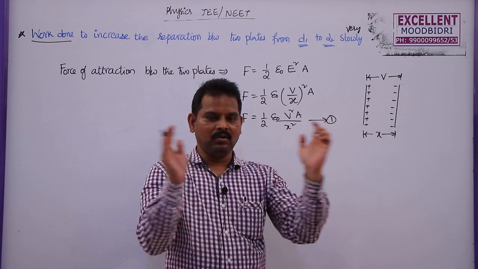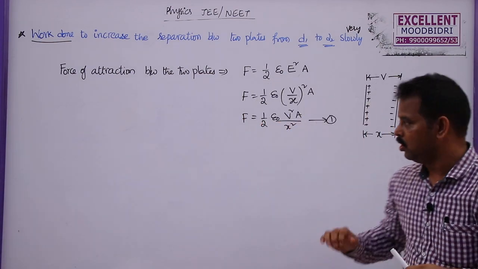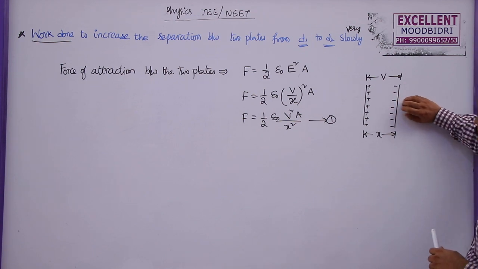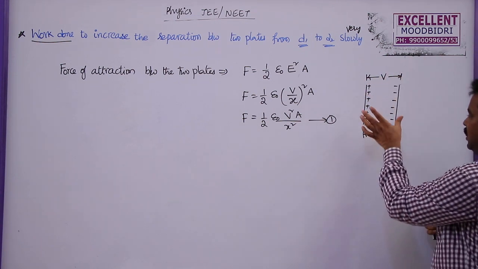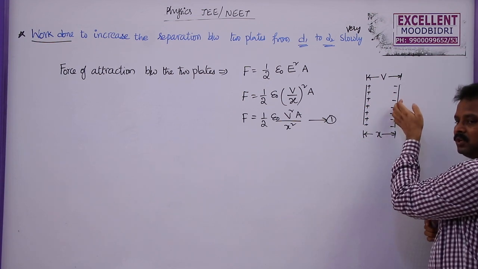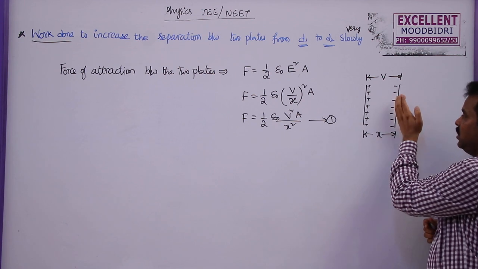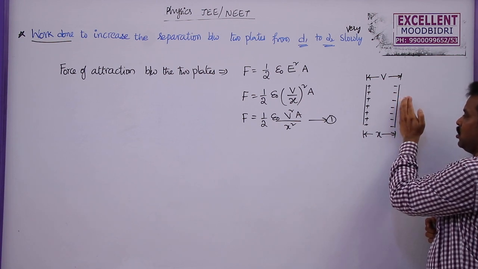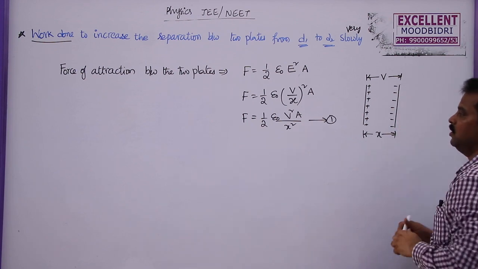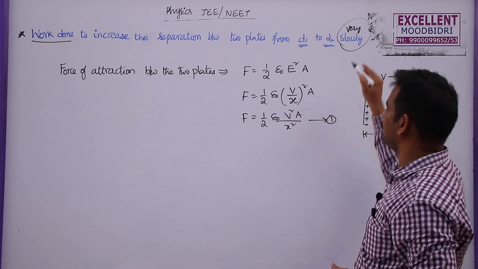Now I want to increase the separation between these two by doing some work here. If I want to move this one slowly, how much minimum force is required? Let us say these two are attracted with 20 newtons force. I need to apply minimum 20 newtons, or actually slightly more than 20, but with minimum 20 I can move it without any change in the velocity, almost negligible velocity. So that's why I am saying very slowly here.